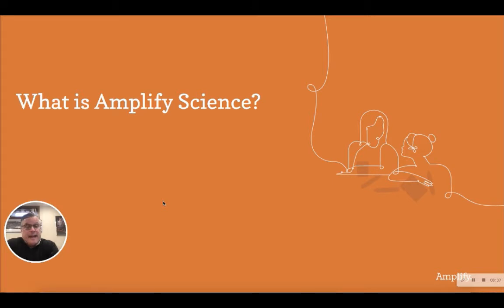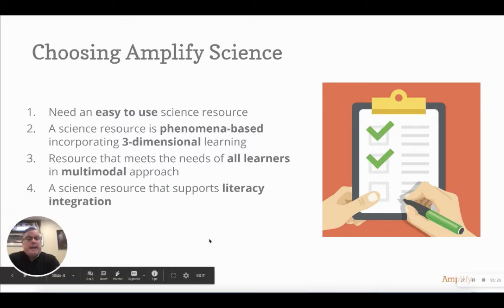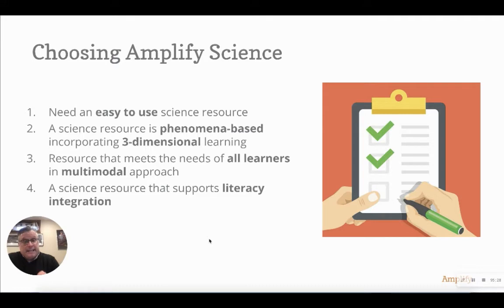Amplify Science is the fastest growing K-5 core science resource in the country. We partner with schools and districts to deliver an engaging, rigorous, and three-dimensional science learning experience. We find that schools tend to adopt Amplify Science when they need an easy-to-use and manage science resource. Second, it's critical that their science resource utilizes a phenomena-based approach and embeds three-dimensional learning at every level, including every single lesson.